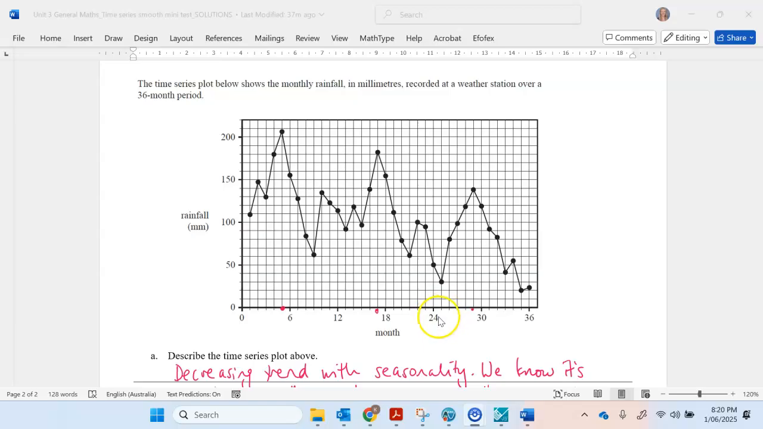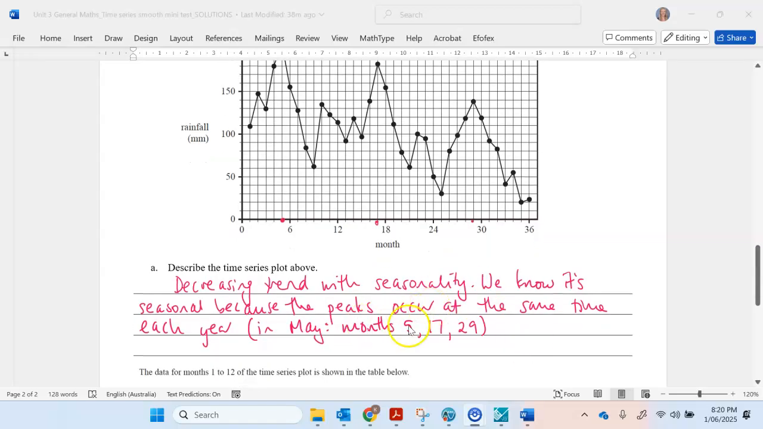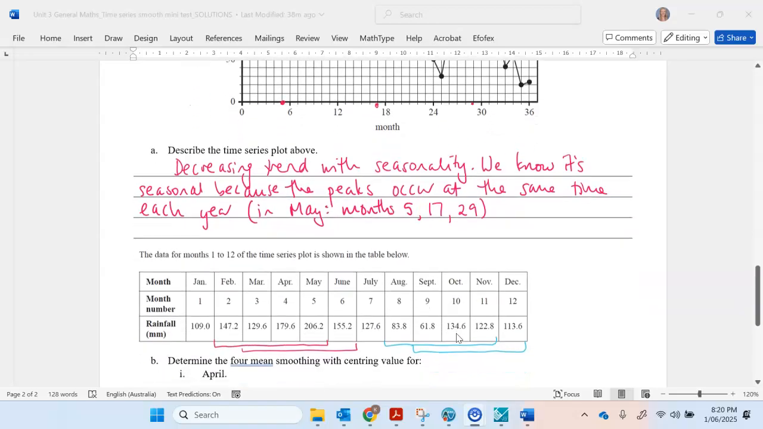Then we've got up to 24 is the second year and up to 36 is the third year. So I did notice that they all happened in May. So you've got to actually state that. Don't just say seasonality, but you've got to explain why it's seasonality. And that's because the peaks occur at the same time each year, which is in May, which on here is months 5, 17, and 29.